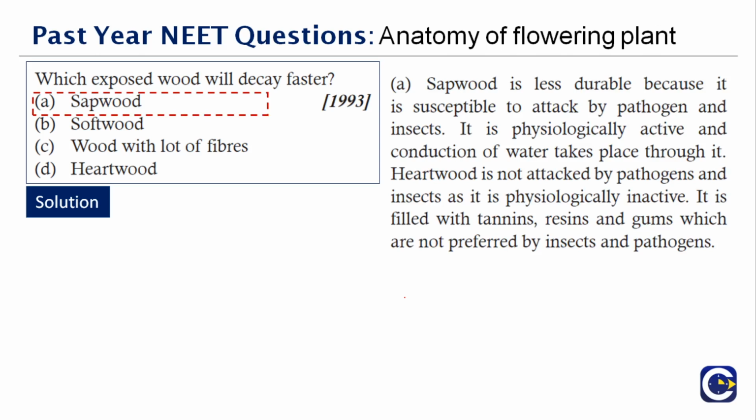The first thing is that they are fresh. There is still life in it and conduction of water is taking place, so the activity is still going on. So when it is exposed to the environment or other factors, it is easily susceptible to insects and pathogens. They act on it. Therefore, the correct answer is option A.